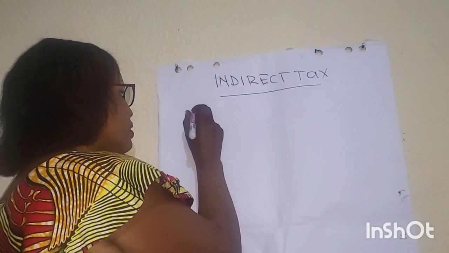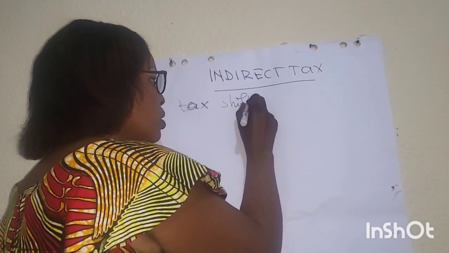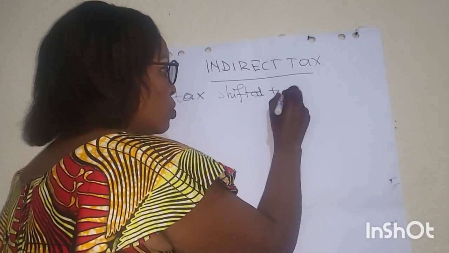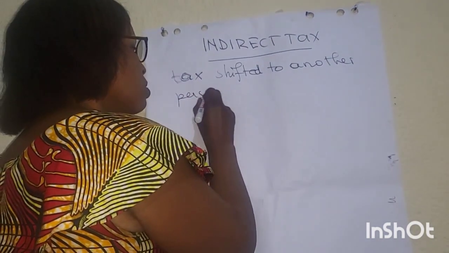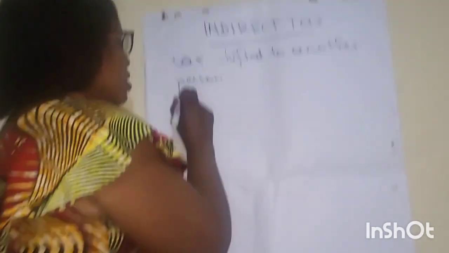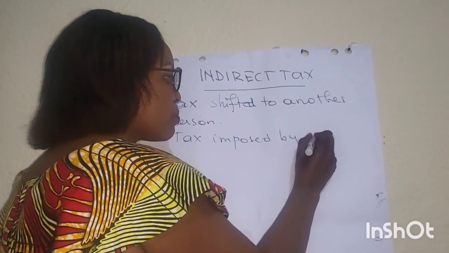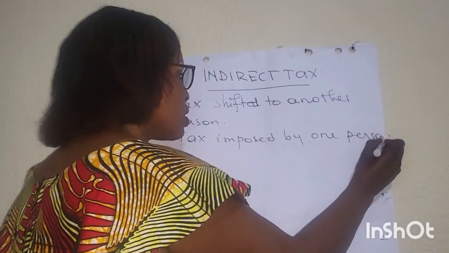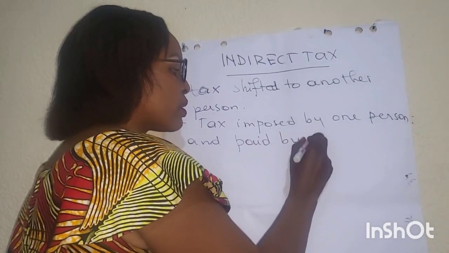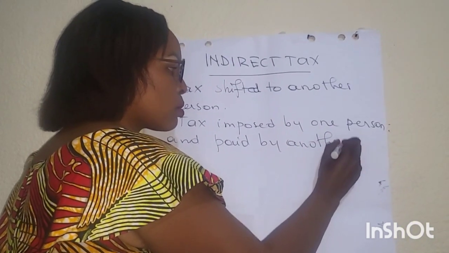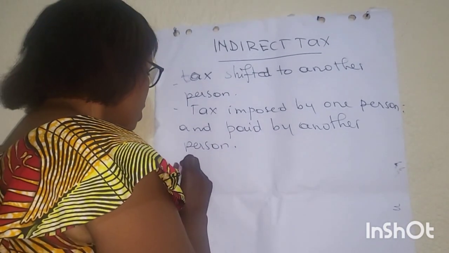Indirect tax is a tax shifted to another person. This is also a tax imposed by one person and paid by another person.